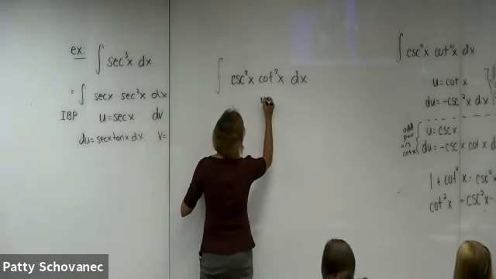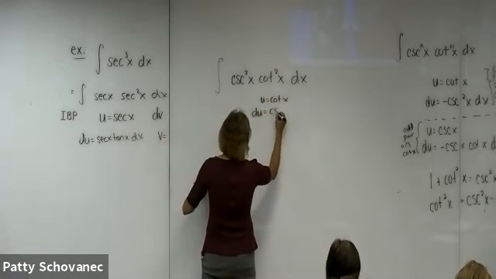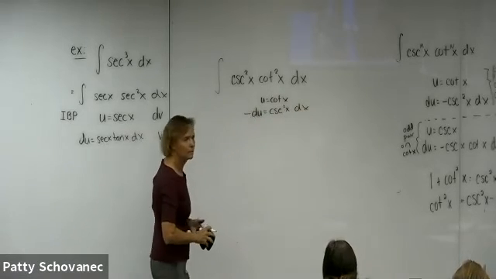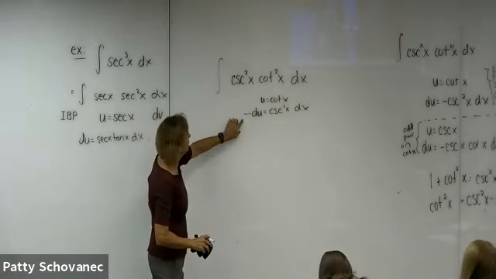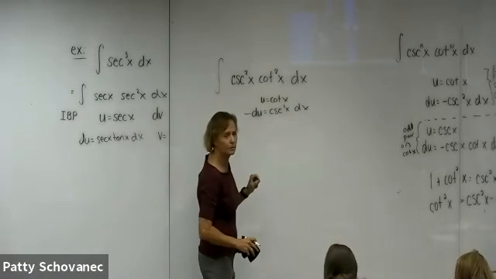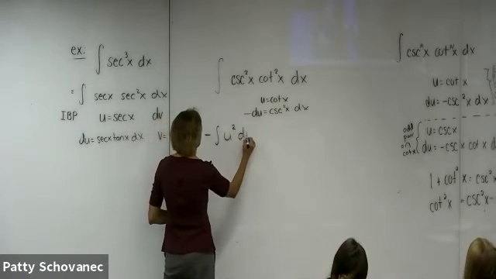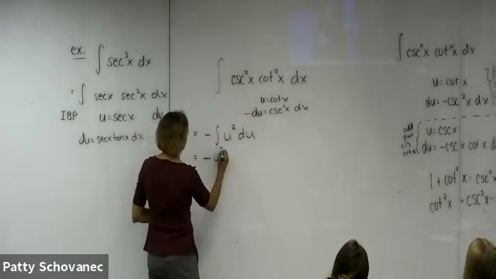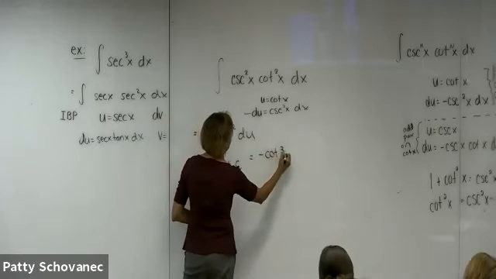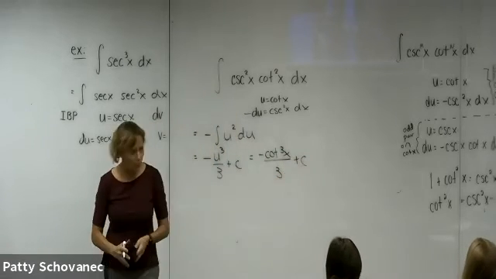u is cotangent. du is cosecant squared with a negative sign. That wasn't a mistake. I put it right there. So we're integrating minus u squared du. Minus u cubed over 3 plus c is a minus cotangent cubed of x over 3 plus c. Agreed? It was that easy.